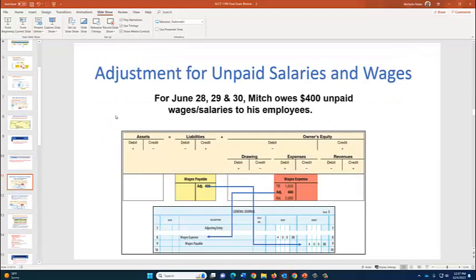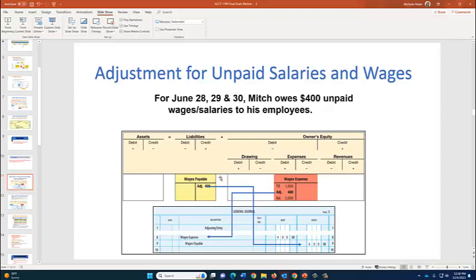You're also going to have to know a few of your adjusting entries. One of those is for unpaid salaries and wages. In this example, it says wages, and we have used the term salaries in our textbook, but it's the same thing. So for June 28th, 29th, and 30th, Mitch owes $400 unpaid wages or salaries to his employees.